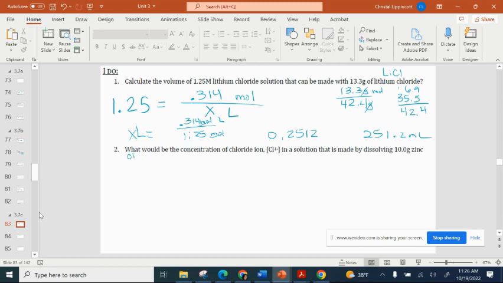So this was zinc chloride, and that is ZnCl2 in a solution that has a final volume of 500 milliliters. All right, that feels better.